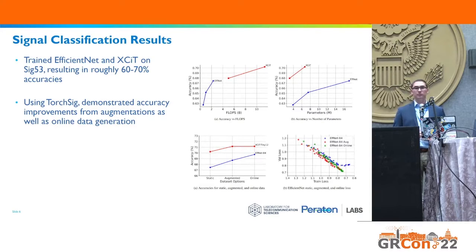But once we introduce these augmentations or the online data set, you can see how those lines snap back down to a linear relationship, so that we can show the power of how the TorchSig augmentations and the online data set can overcome data limitations that your model might be hitting with these overfitting issues.